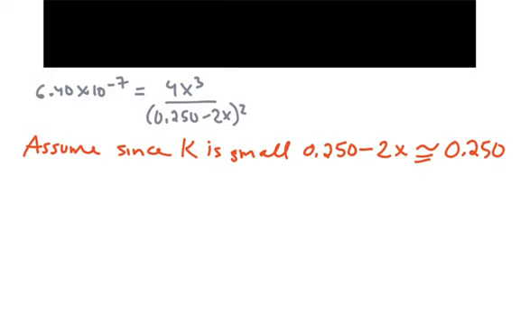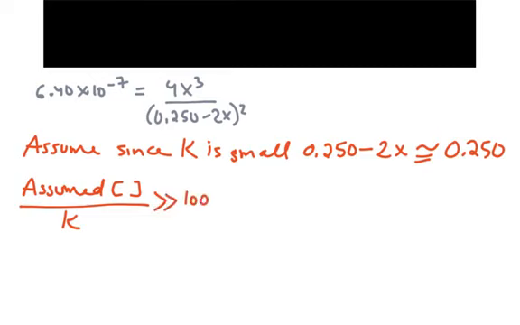So this is the first part of the 100 rule: to make this assumption. Now, before we keep going, we're going to check our assumption, and this is where this process gets the name 100 rule. So what we do is we take the assumed concentration, we use square brackets for concentration, divided by k, and this must be much greater than 100 in order to proceed.